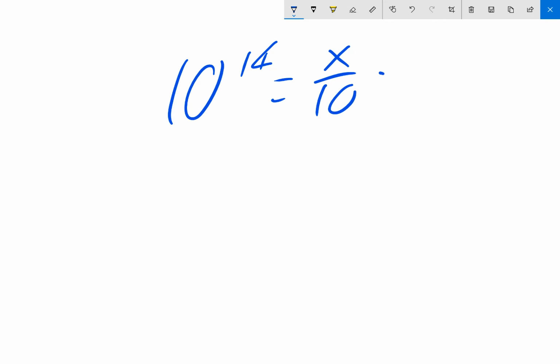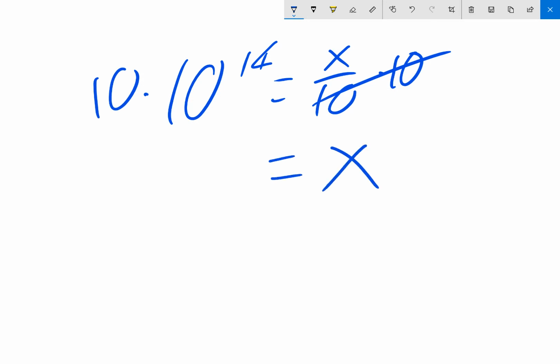Now if I want to get the x by itself, I've got to think, well, what's the opposite of dividing by 10? The opposite of dividing by 10 is multiplying by 10. So I'm going to do that to both sides. So now the x is by itself. And what does this say on the right? Sometimes people think it's 100 to the 14th power, and that's not true. Let me explain it to you this way.